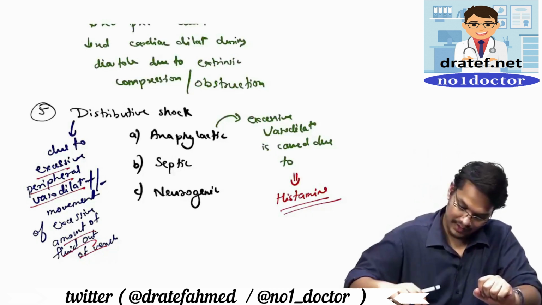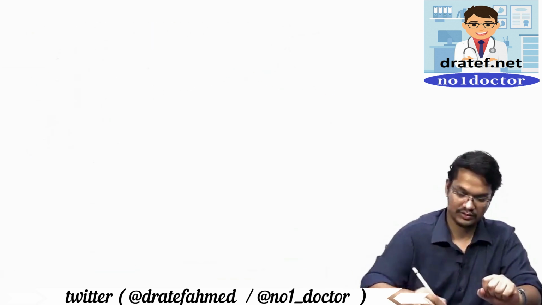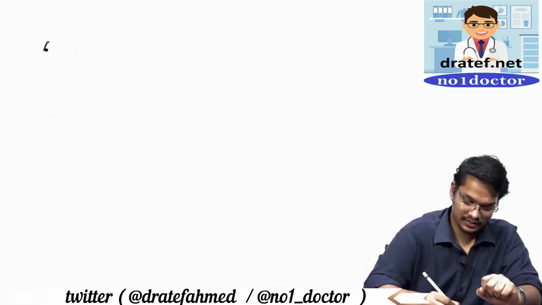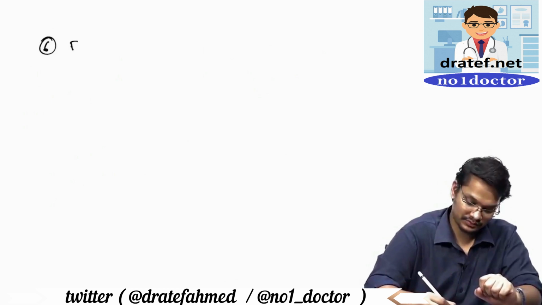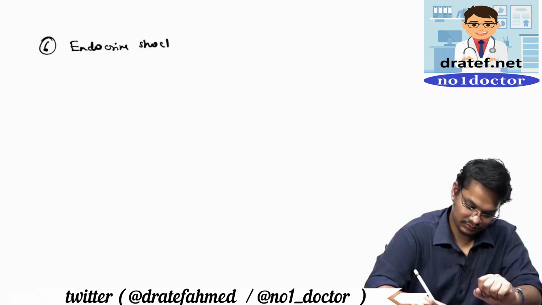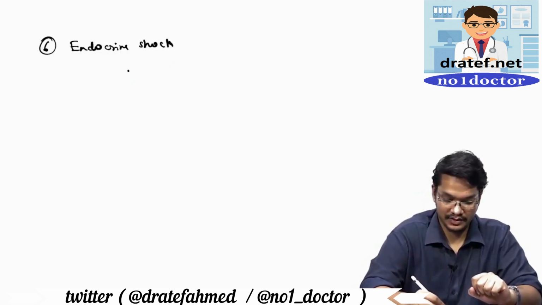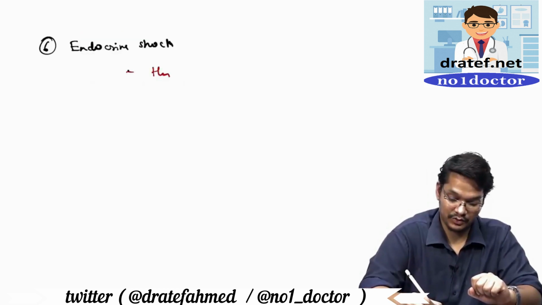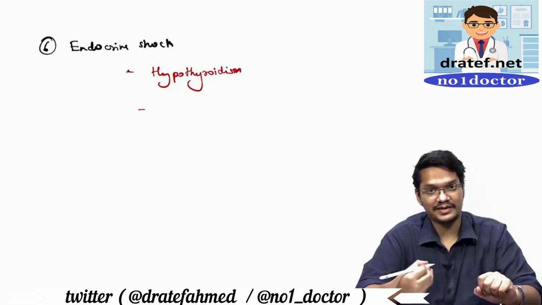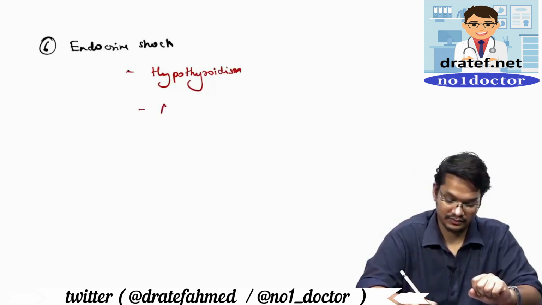Okay. And the last kind of shock which is defined is endocrine shock. Due to endocrine dysfunction, and it occurs in two conditions. Classically, the first one is hypothyroidism. The second is adrenal insufficiency.